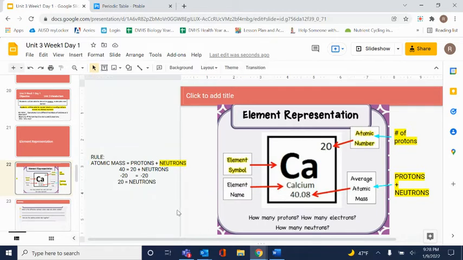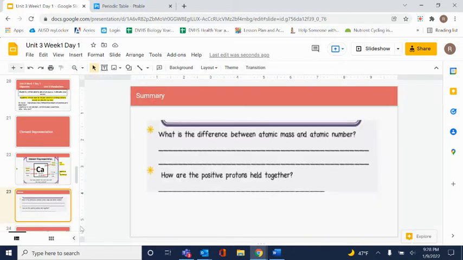Okay, so moving forward from there, these are two questions I'd like you to answer in your notebooks. What is the difference between atomic mass and the atomic number? That will be a quiz question, so I suggest you practice that now. Remember, atomic mass is equal to the number of protons plus the number of neutrons, whereas the atomic number is just the number of protons.